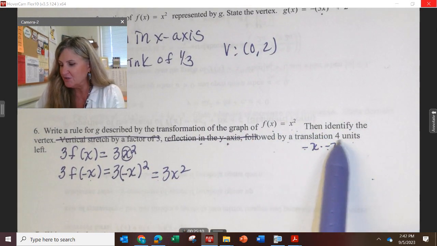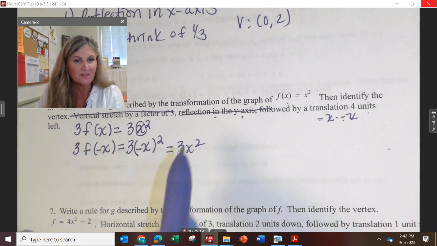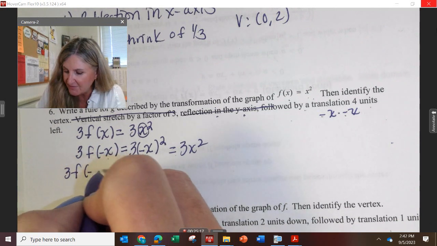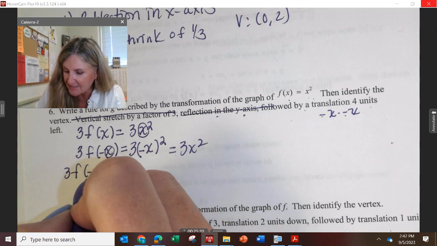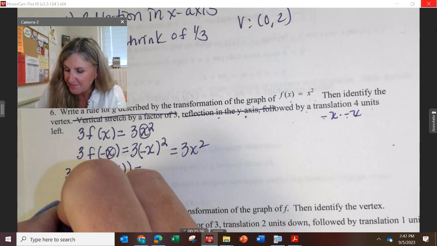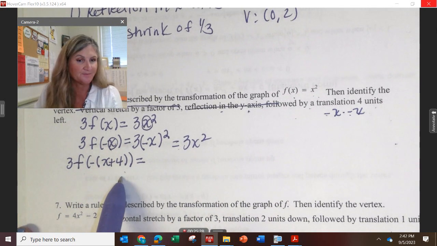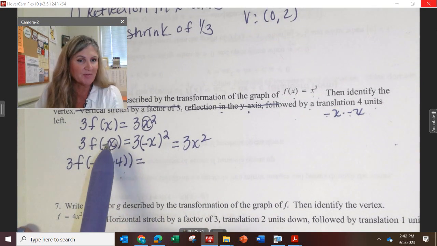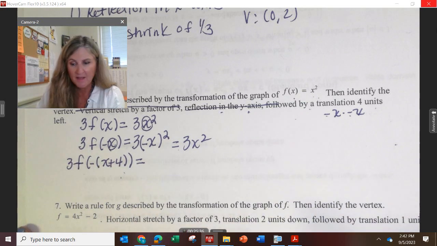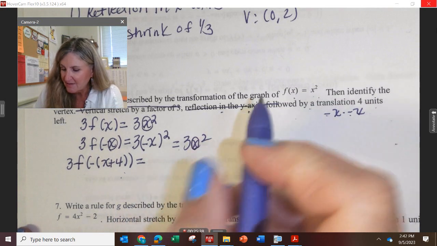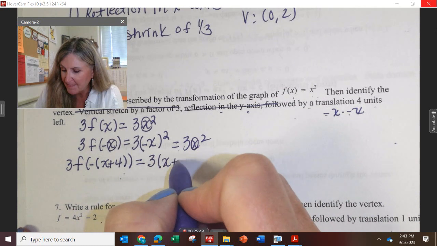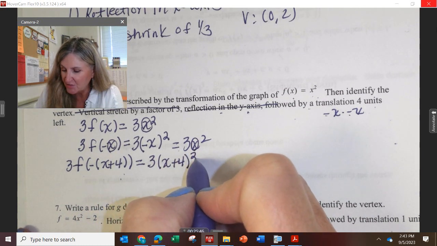Now we have to do a translation 4 units left. So that means I have to do 3 times f of negative. Now this x has to get replaced with an x plus 4. That's the notation we have to use. We have to replace the x with an x plus 4 to go 4 units left. Here's my x. The 3 stays the same. The parentheses stays the same. And I make it x plus 4 squared.